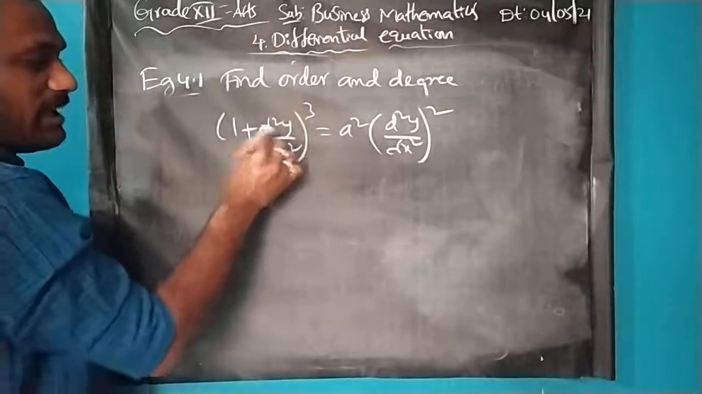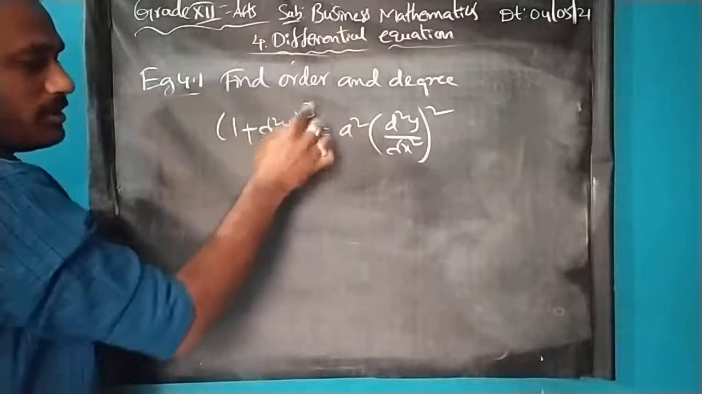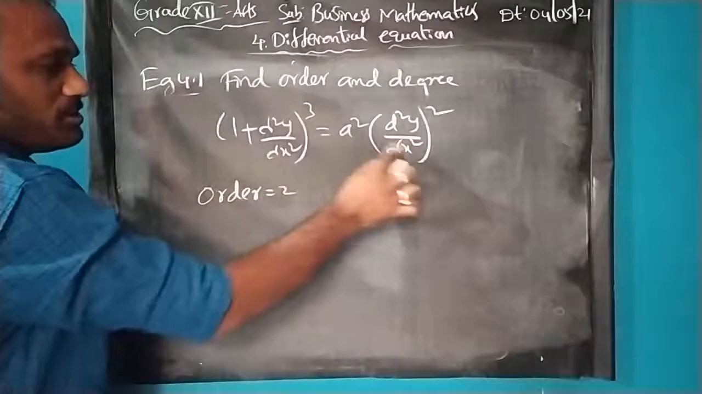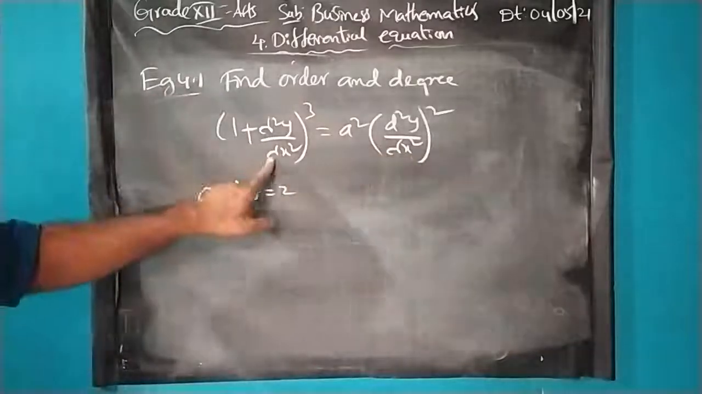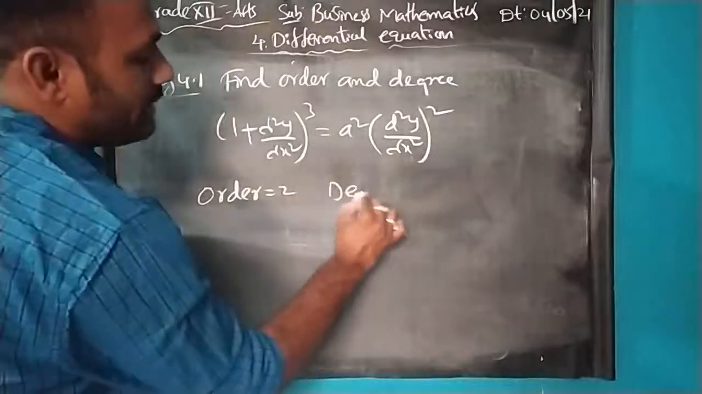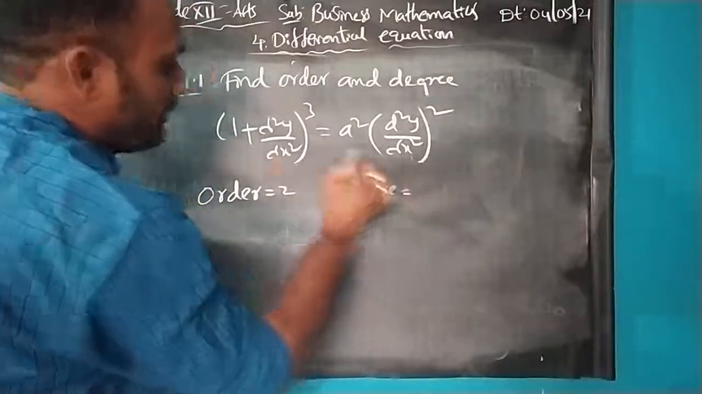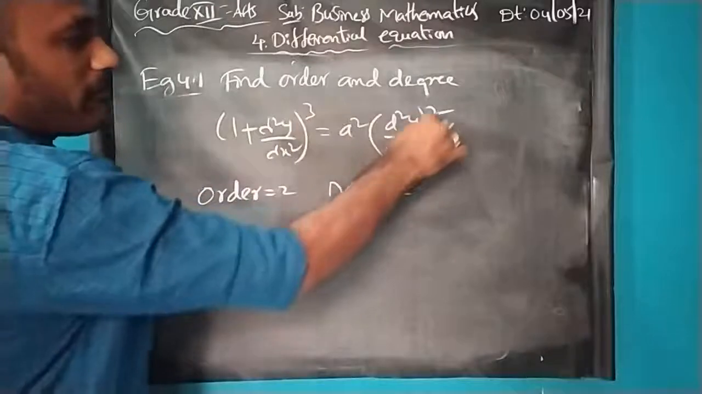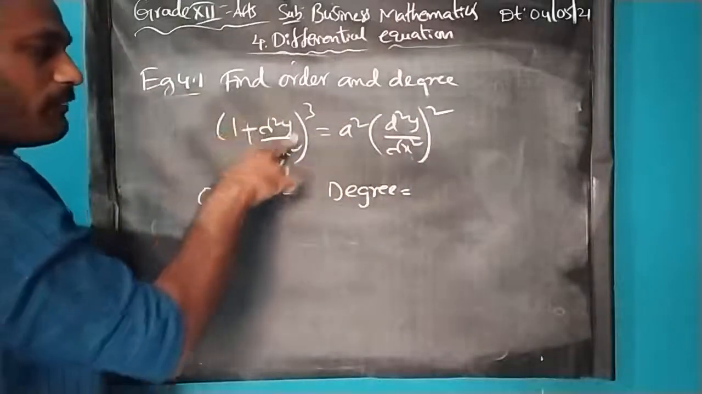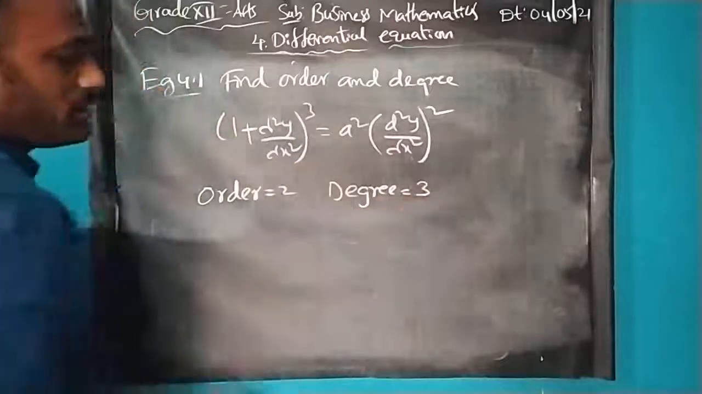If I expand this, I will get a cube plus b cube. So definitely I can write the order is 2, no doubt. Why? Because if you observe, differentiation is done only twice. But when it comes to the degree, here the power is 3, here the power is 2. We have to take the degree as the highest power. So the highest power here is how much? 3. So order is 2, degree is 3.